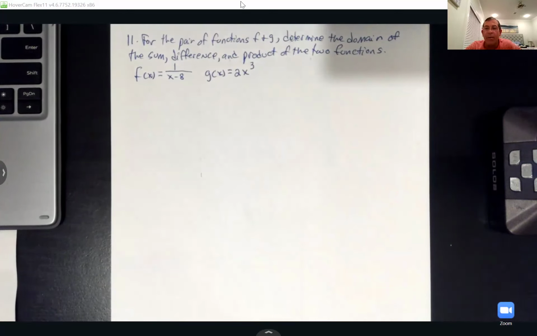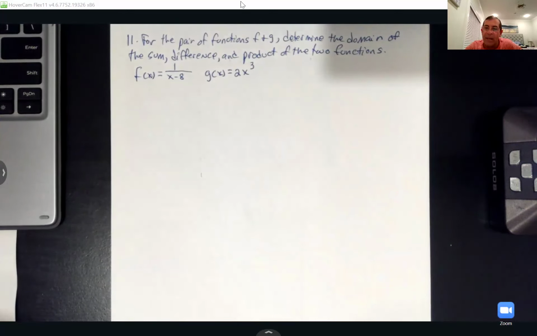Now, let's see the functions. I got f of x will equal 1 over x minus 8. g of x equals 2x to the third. Now remember, when y'all did this problem in MathLab, the sum, the difference, and the product always had the same domain. So if you can get the first one, we know what the other two will be. Now, I'll go through actually all three of them, setting them up, but they will have the same domain.